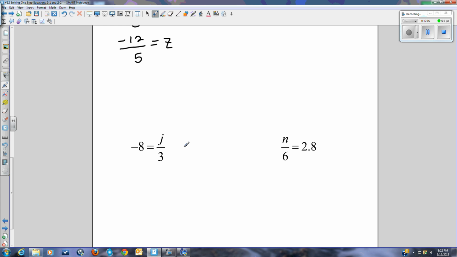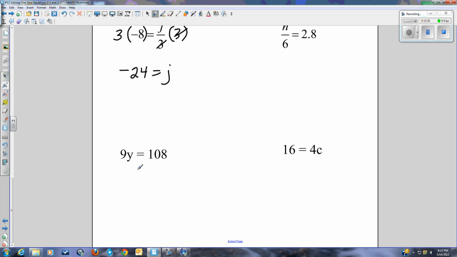Let's go on to this next problem. Negative 8 equals j over 3. J is being divided by 3. So we want to do the opposite of dividing by 3, which is multiplying each side by 3. The 3's will cancel, and we end up with negative 24 equals j. I'll have you try the next one on your own.